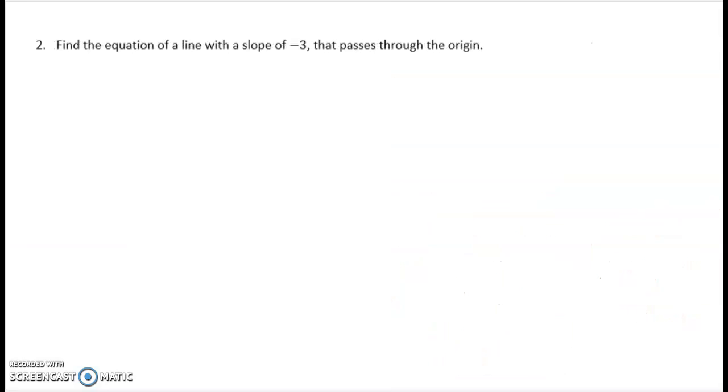Next one. Find the equation of a line with a slope of -3 that passes through the origin. Okay, so this one, when they say origin, that actually is when x and y are both 0. So that's, if you have a graph, this is the origin. Okay, so that is our point here. And it says slope of -3.